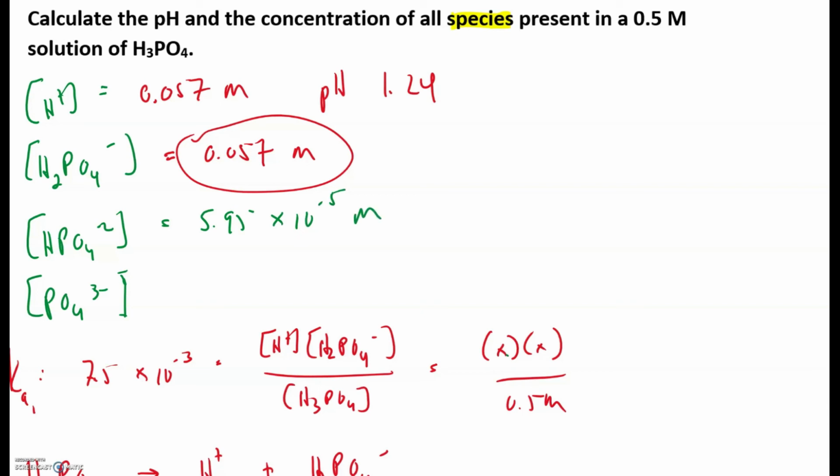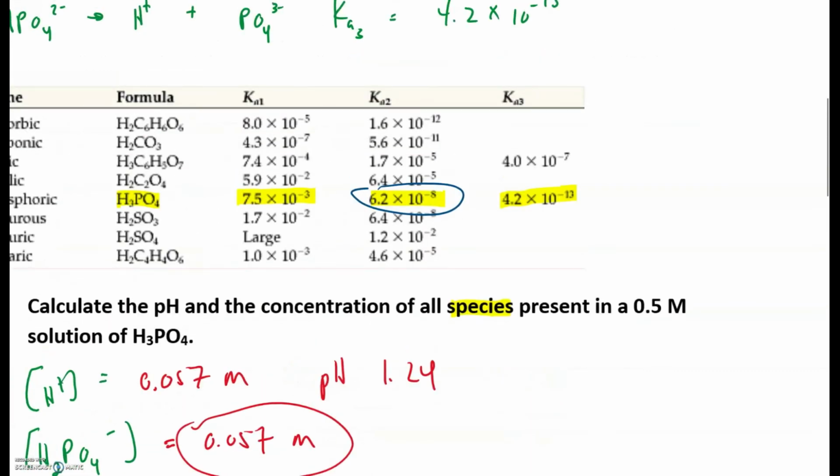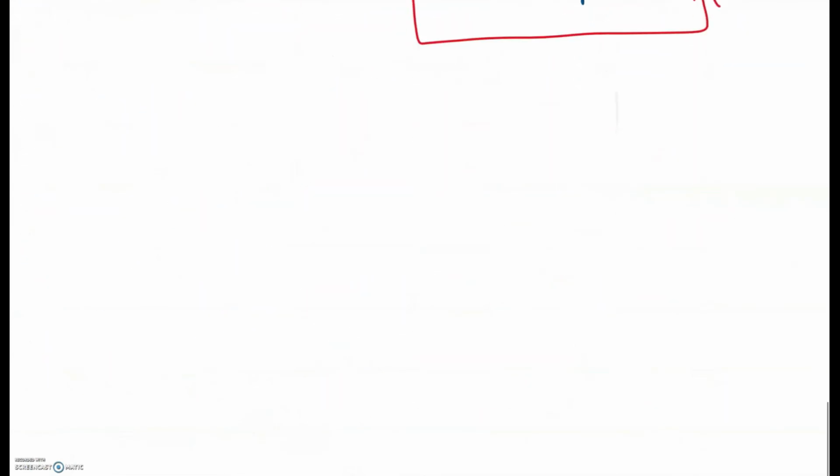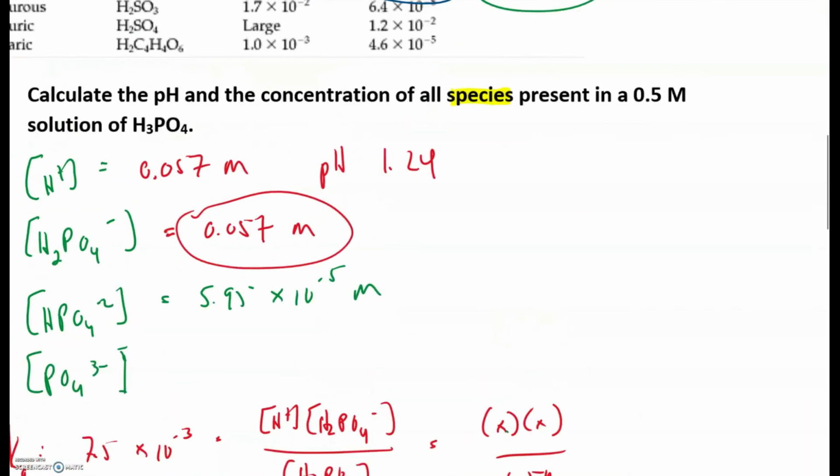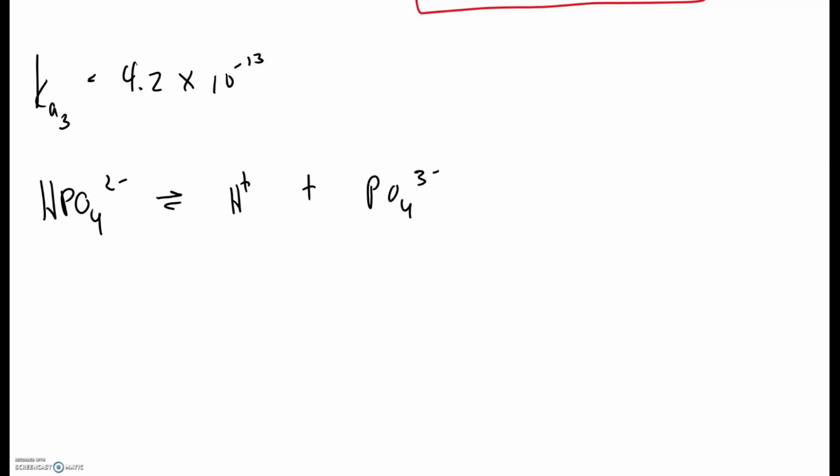All right, last one. This is going to be our Ka3. And for phosphoric acid, Ka3 is something really tiny, 4.2 times 10 to the minus 13th. Let's do it. So in Ka3, what's going on? We said Ka3 is 4.2 times 10 to the minus 13th. And what's going on in Ka3? HPO4 2 minus is dissociating into H plus and PO4 3 minus. And so this equilibrium expression is going to look like this.